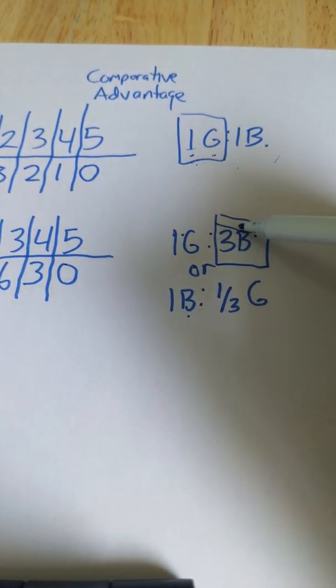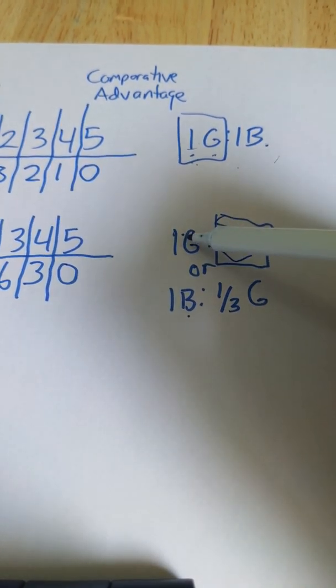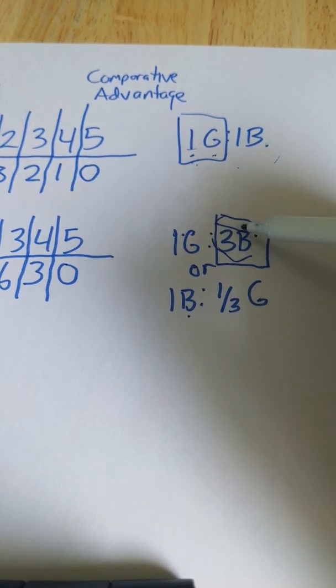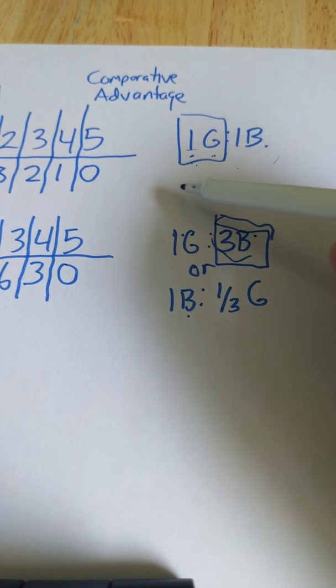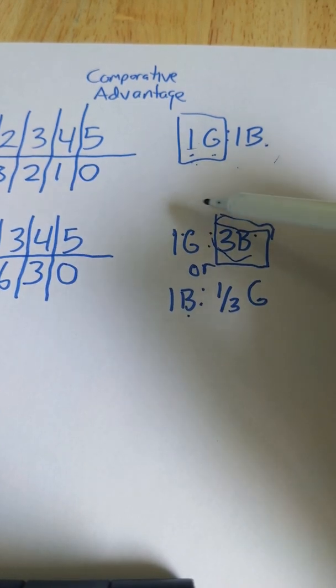These guys, every time they make 3 butters, it costs them 1 gun. Meaning, if they can give up less than 3 butters per gun, or if they can get more than 1 gun for 3 butters, either way, it's just ratios, then they'll be better off. So we have to figure out a trade that works for both of those.